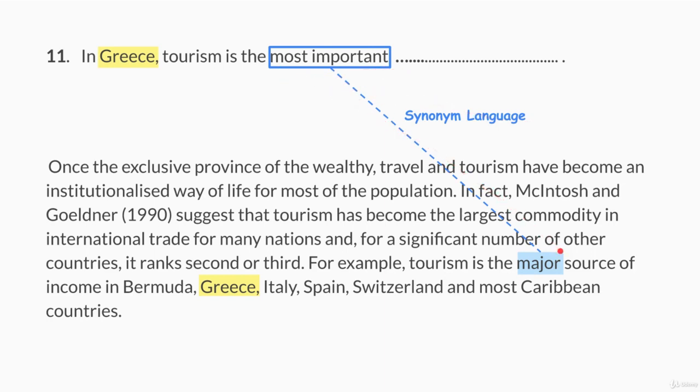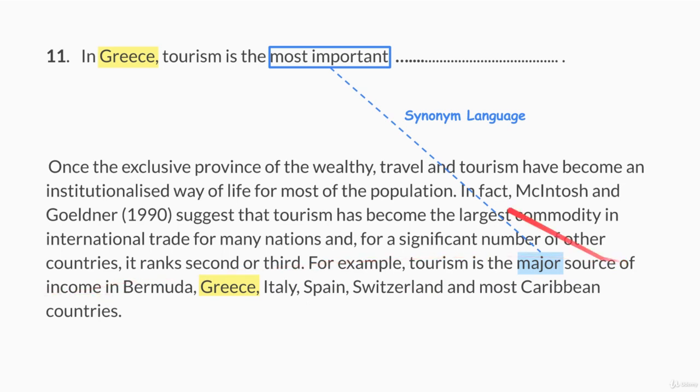Now, I know that since I have located my synonym language and I have also located my keyword, I am pretty sure that I'm going to be finding my answer somewhere in this sentence. So let's read this sentence. For example, tourism is the major source of income.